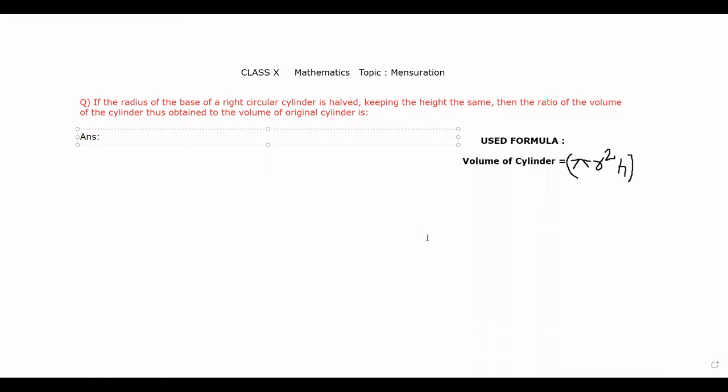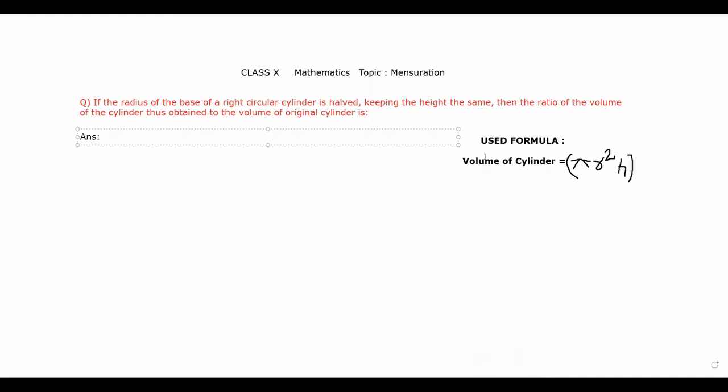Today we will see a class 10 important topic, mensuration, and we will deal with one very important question. The question is: if the radius of the base of a right circular cylinder is halved, keeping the height the same, then the ratio of the volume of the cylinder thus obtained to the volume of the original cylinder is? Basically, a question becomes very tough and important when the concept of ratio comes into it. So we will see how we can deal with such a question in a very simple form.